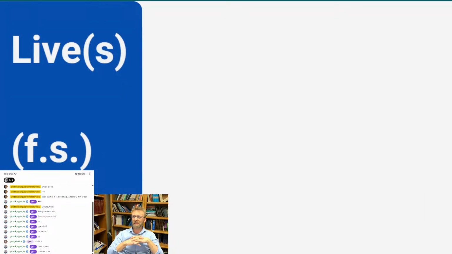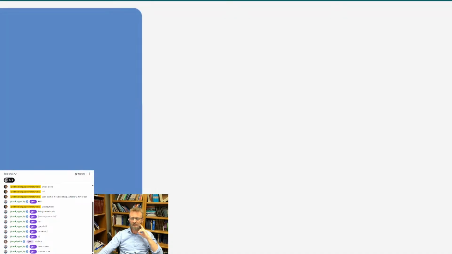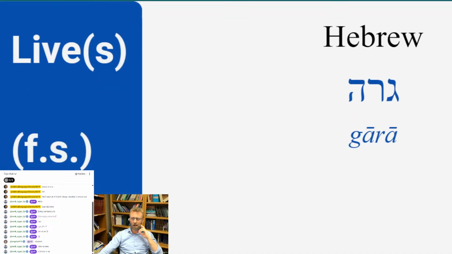And so the feminine singular form, meaning live or lives, if a female's saying I live, if we're speaking to a female and we say you live, or if we're speaking about a female and we want to say she lives, okay? In Hebrew, we're going to get gara. That's the Hebrew. So notice we added the -a at the end.